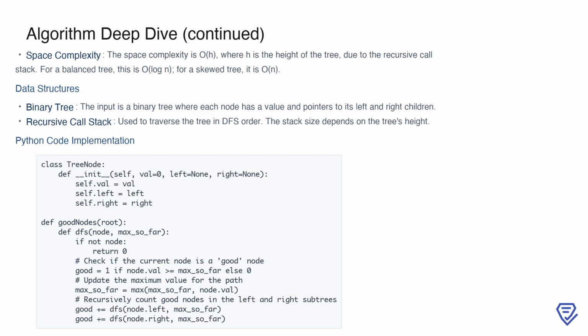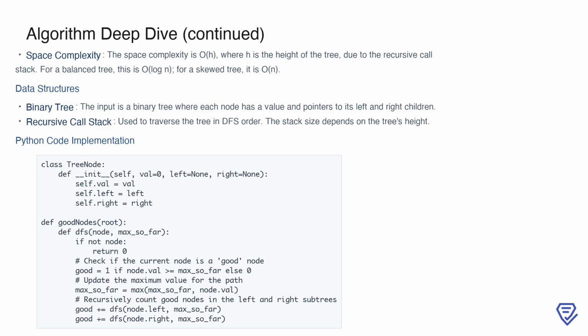Let's consider the Python implementation of this algorithm. We define a helper function DFS that takes two parameters, the current node and the maximum value seen so far. If the current node is null, we return 0. Otherwise, we check whether the current node's value is greater than or equal to the maximum value. If it is, we count the node as good by setting a variable to 1.